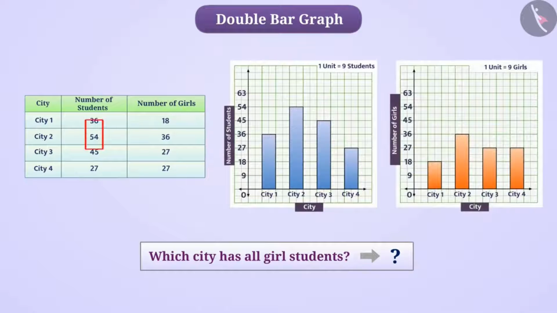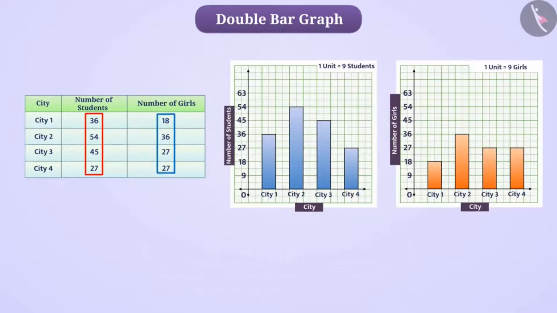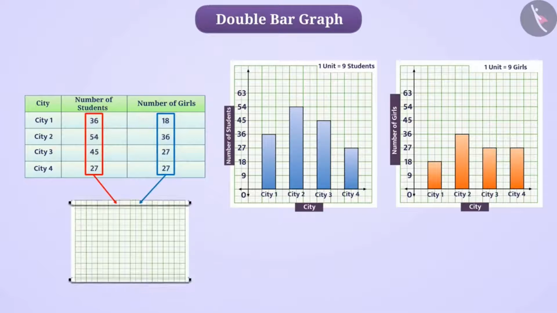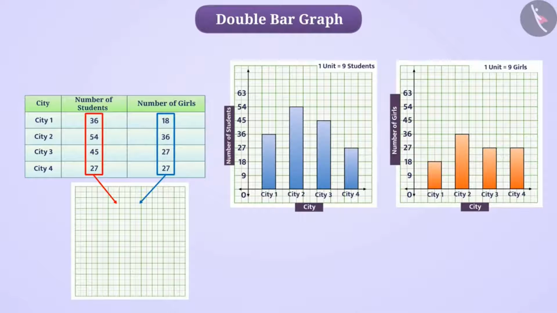Here, the number of students and the number of girls are related to each other. In such a situation, if we represent both types of data together in pictorial form, then it will be more convenient for us to understand the data. This feature is provided by a double bar graph. Drawing a double bar graph is very similar to drawing a bar graph.